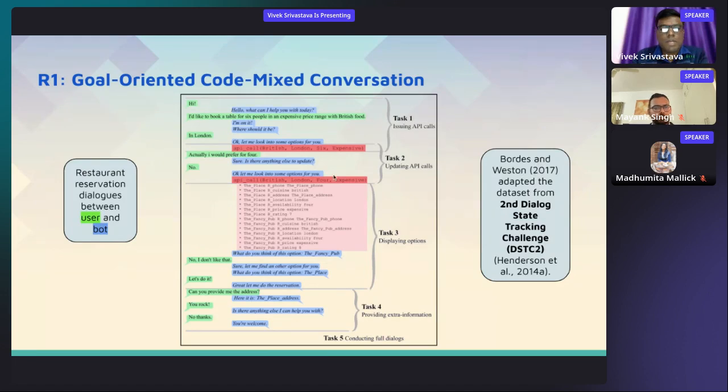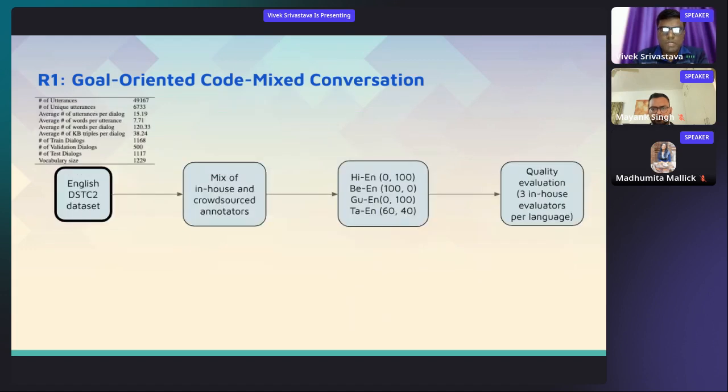What happens here is there is a user and a bot, and the user tries to do a reservation in a particular restaurant. He will set up certain constraints for the bot. They will ask different questions, and the bot will respond accordingly, suggest different options, and then do the reservation. So this entire data set is in the English language. And what they did was they tried to create the code mix version of this data set.